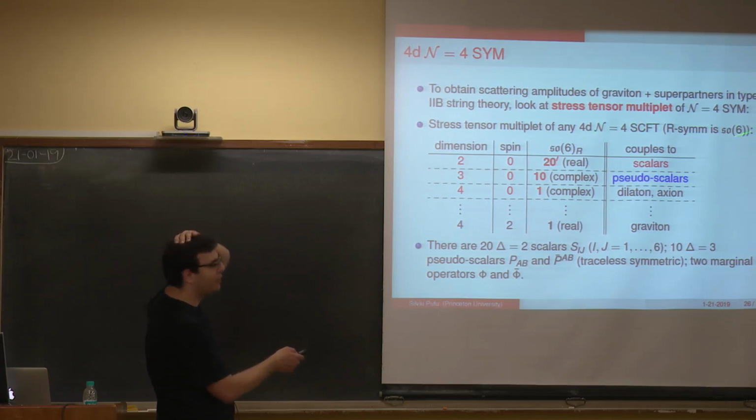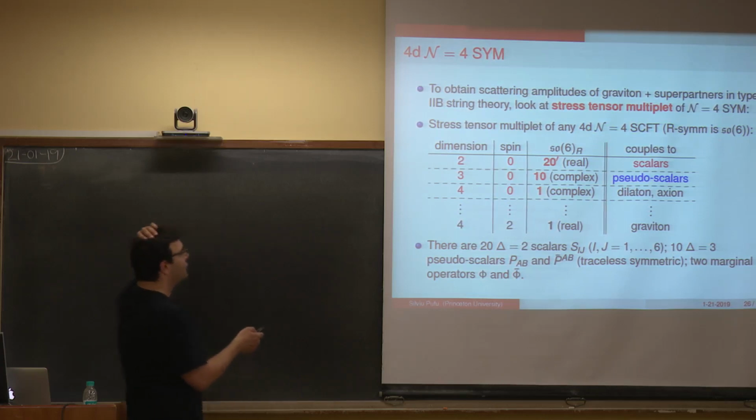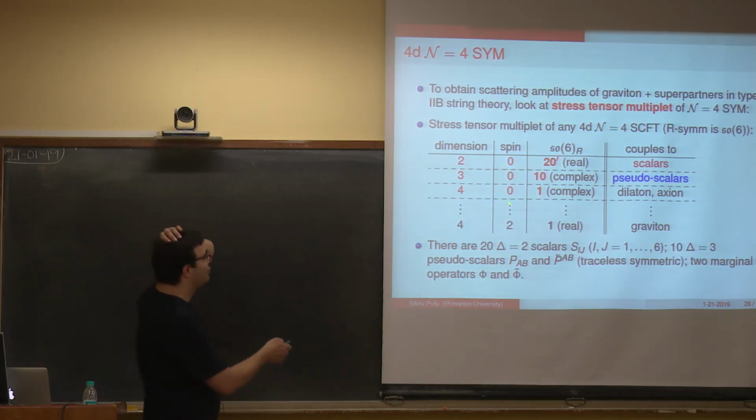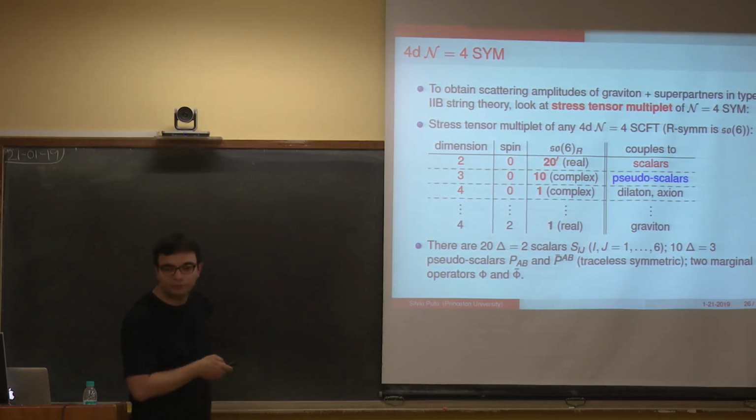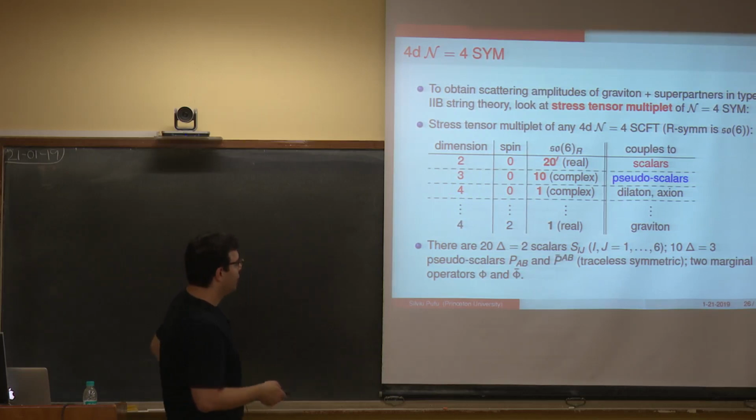It has R symmetry SO(6). The operators in the same multiplet as the stress tensor, there's a list of operators. In this case, there's the stress tensor over here, and then there are scalars. There's a dimension 2 scalar in the 20 prime representation of SO(6). There are dimension 3 scalars in the representation 10 and 10 bar of SO(6), and also a complex dimension 4 scalar. Okay.